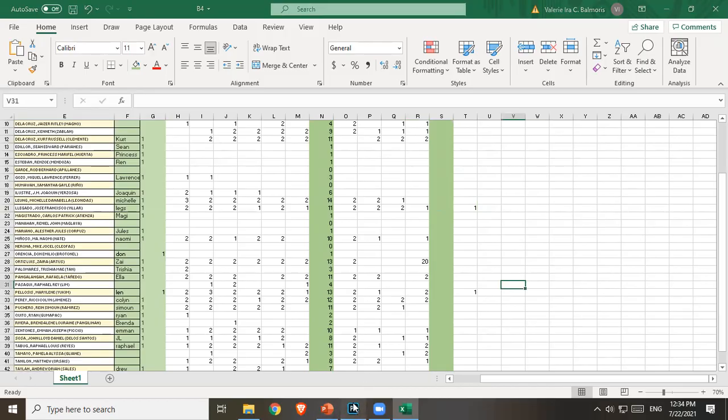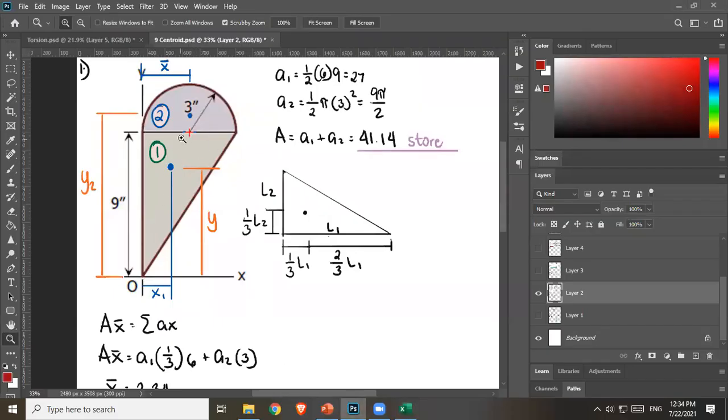Good. It's a triangle and a semicircle as already shown. So your triangle is what I'll call your area 1. And then this semicircle is your area 2. Okay. So first step is to get the value of those areas.